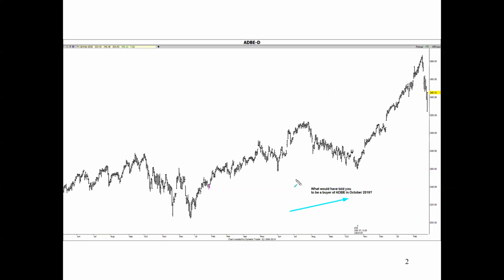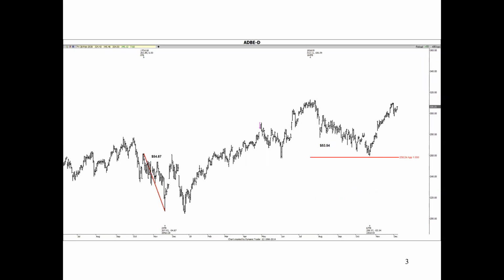So first question that I'm typically going to ask you with a slide like this is, what would have told you to be a buyer of Adobe in October of 2019? Okay, and of course, nobody's really supposed to be able to answer that question, but I'm going to show you what I do. So let's look at the next chart.